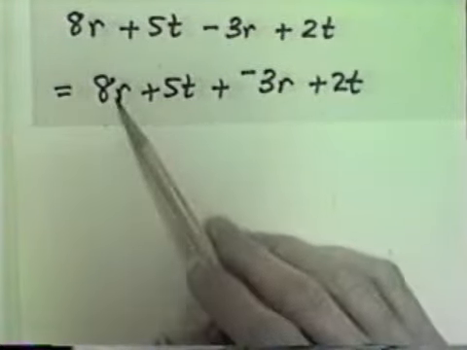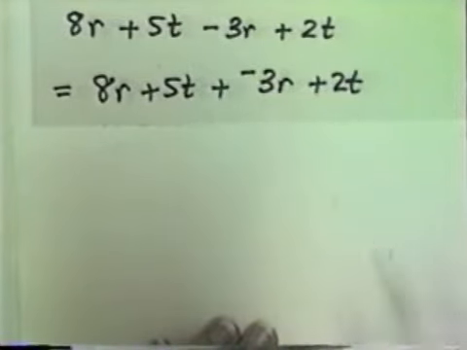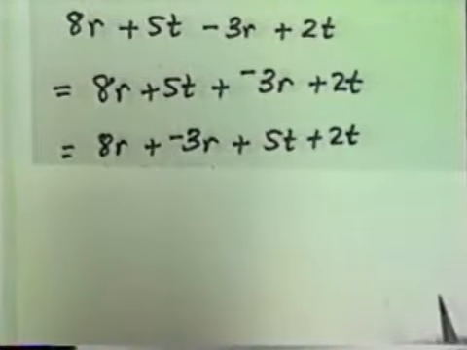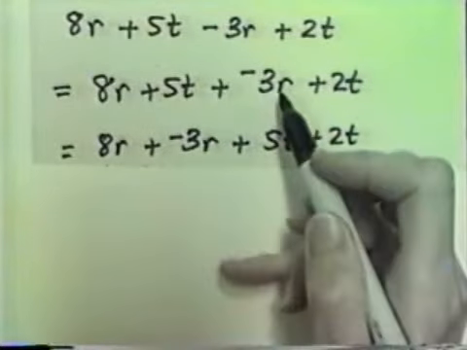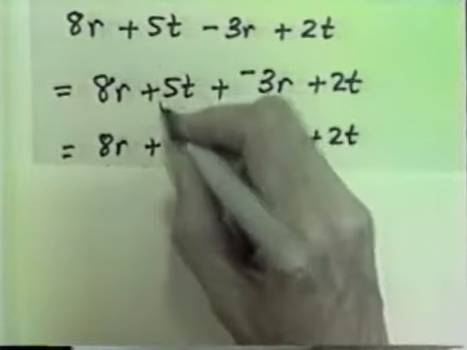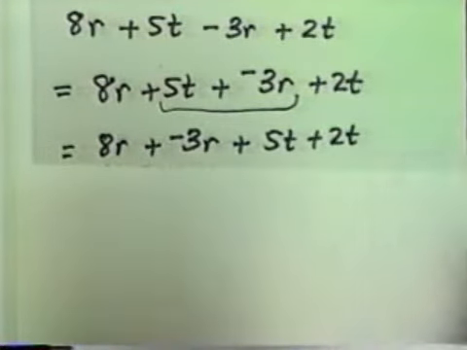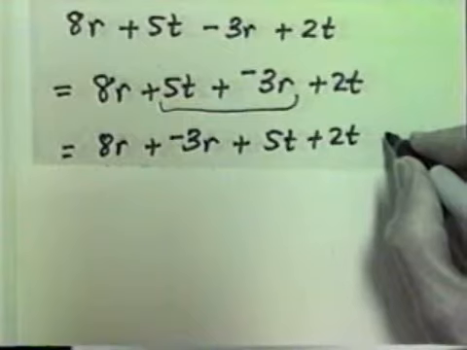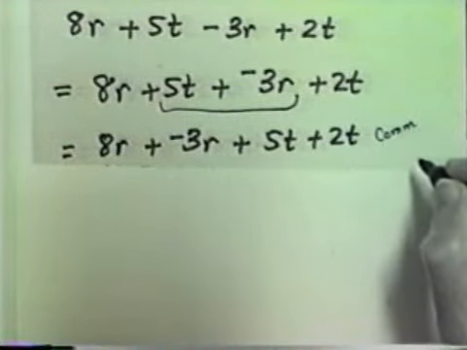We'd like to rearrange things so that the 8R and negative 3R are together, the 5T and 2T are together. And we can do so by switching the order of the two terms in the middle. If we switch the 5T and the negative 3R, we get the negative 3R plus 5T. This uses the commutative property. Let me abbreviate commutative property here. We switch the order.